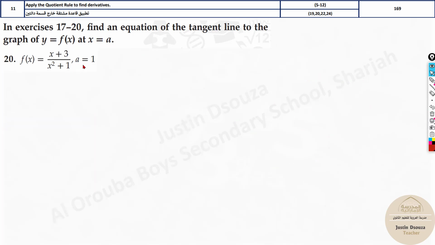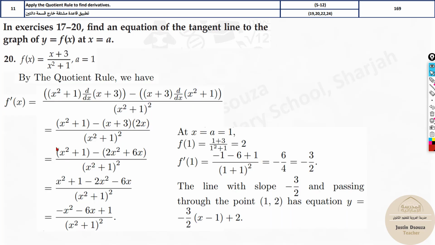Same thing over here. It's just that a value is given as 1, or x naught value is 1. So try this by yourselves and you can compare the answer over here. For the slope part, you can directly do, see this negative 3 by 2 from the calculator. Make sure you substitute it properly. Try this by yourselves.